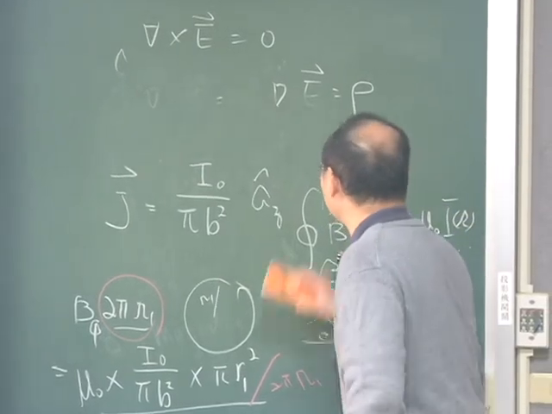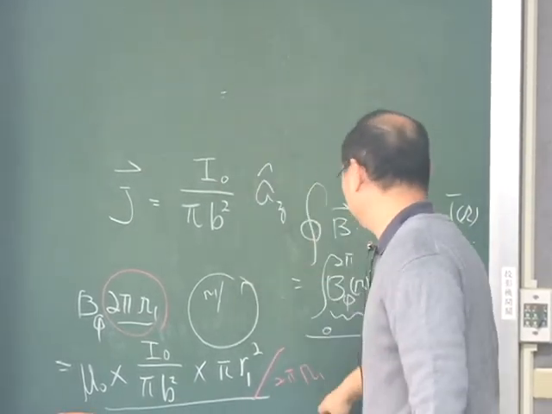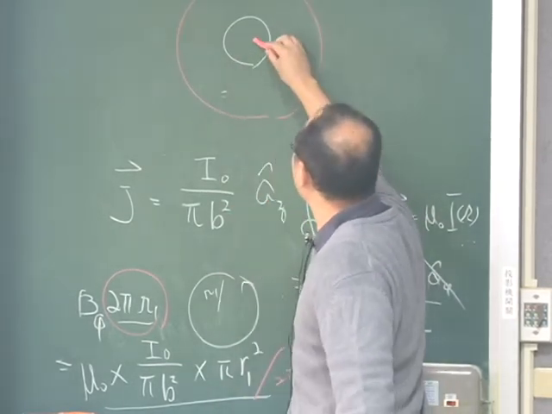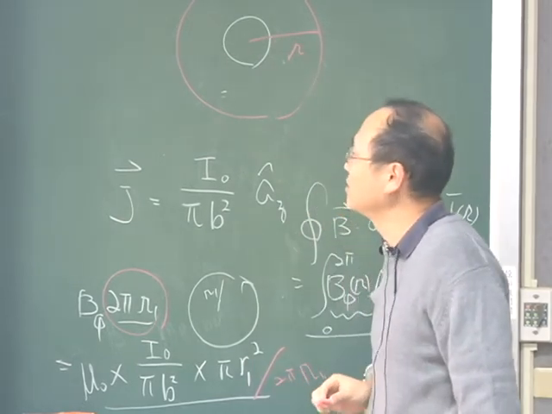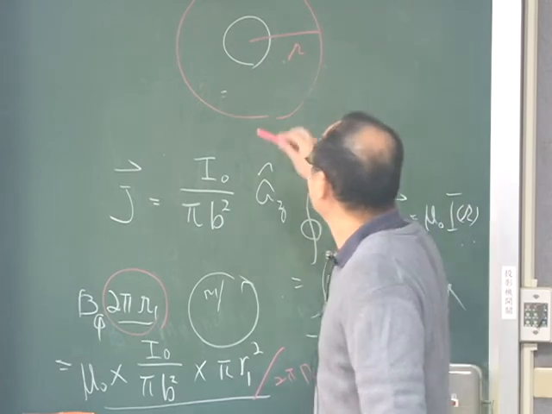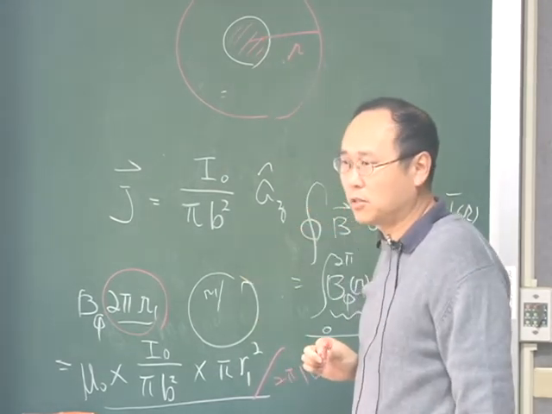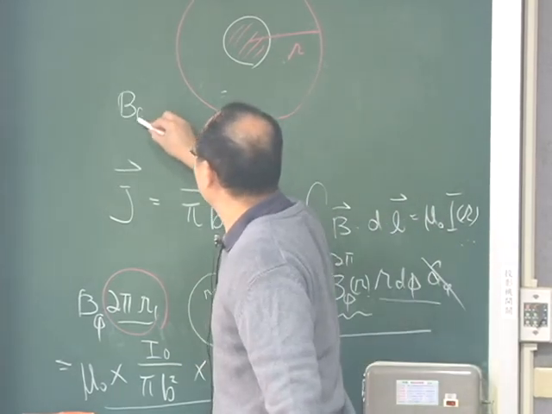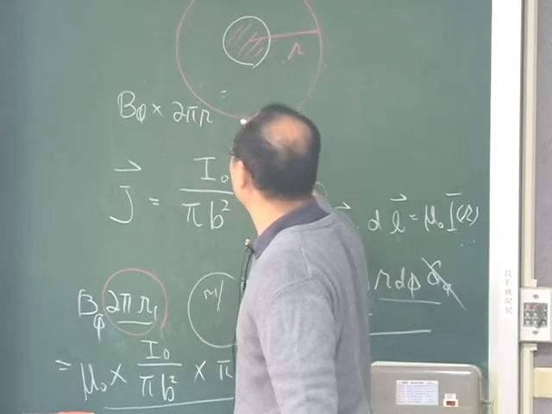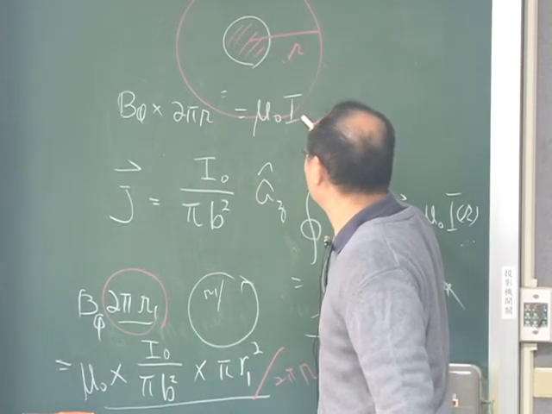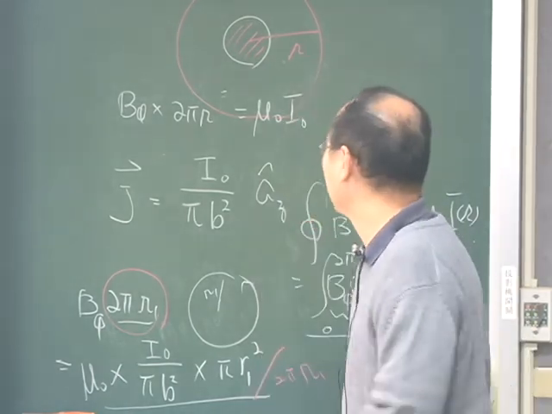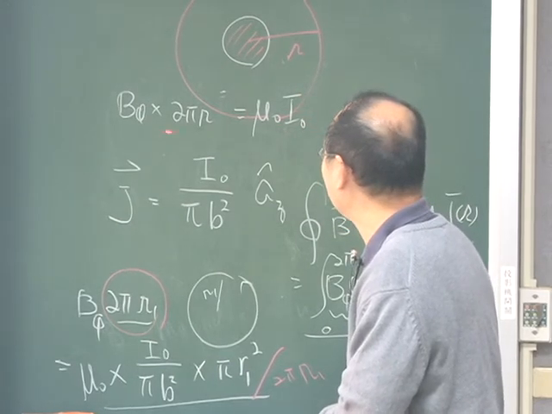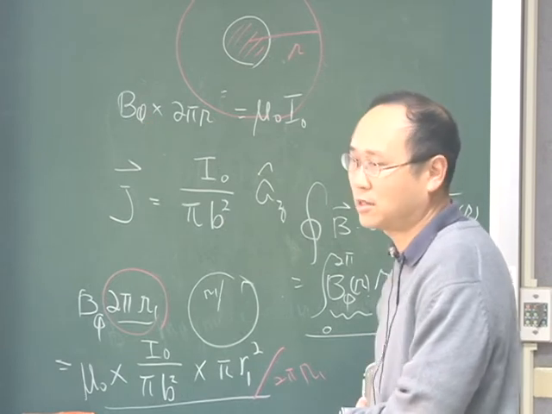For outside this wire, the calculation is even easier because now, say you have a wire like this, and then you want to get the magnetic field at, say, R outside, and the total enclosed current is going to be the total current. So on the left hand side, you have the same thing, B phi multiplied with 2 pi R, and then on the right hand side, you simply have the total current. Okay, and then you end up having B phi equal to mu naught multiplied with I naught divided by 2 pi R, and the direction is along phi direction.